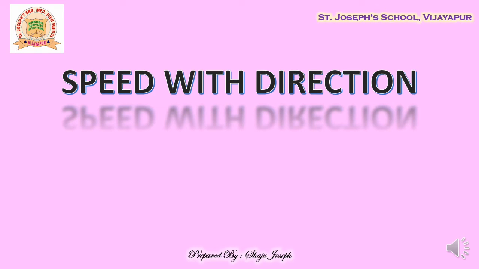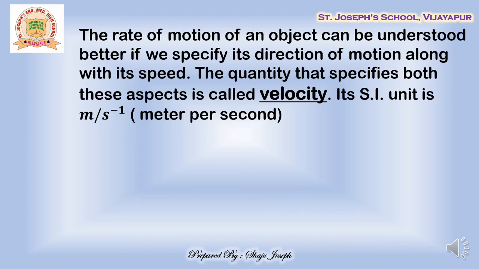In today's class, we will discuss a new concept, speed with direction. It's called velocity. Now, to understand the rate of motion of an object in a better way, we have to specify its direction as well as its speed, meaning the magnitude. In the earlier class, when we discussed speed, we talked only about its value or magnitude. Whereas with velocity, we have to talk about two things: the magnitude or the speed itself, as well as the direction in which it takes place.